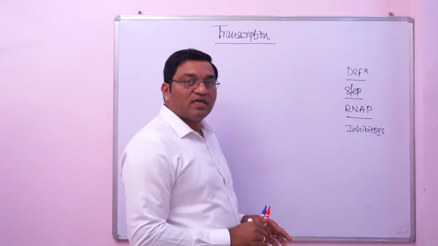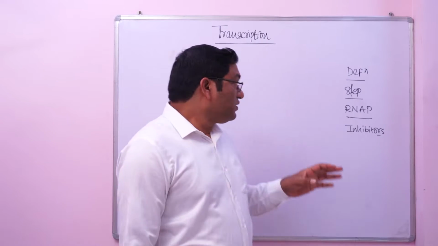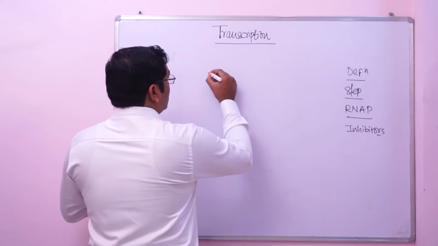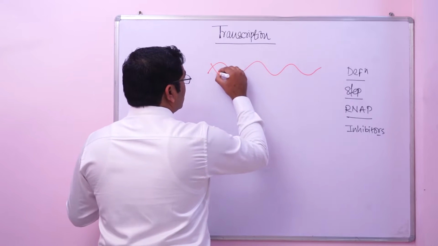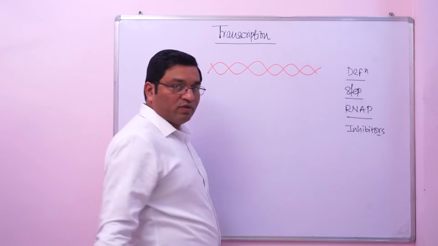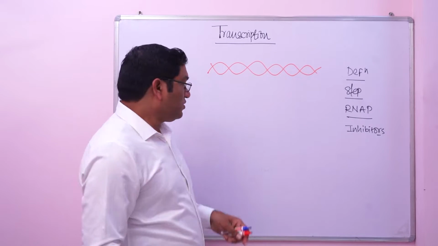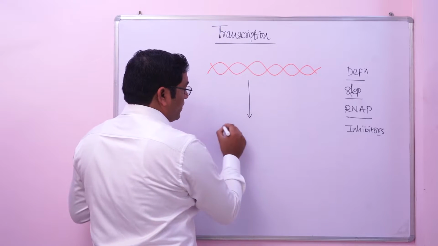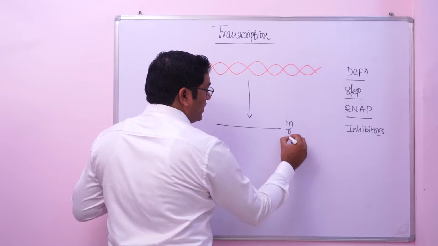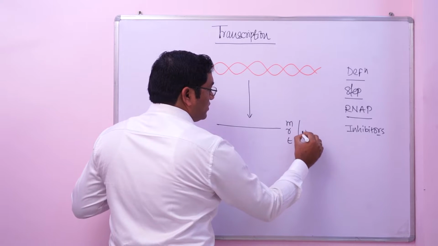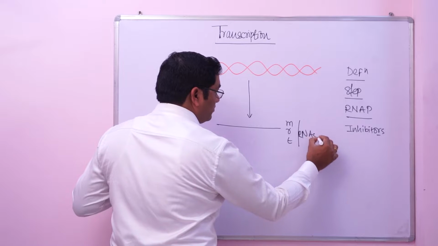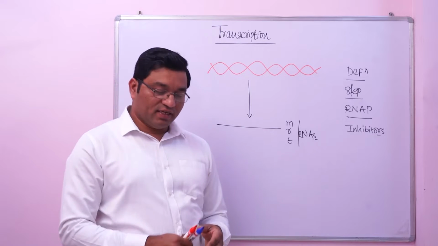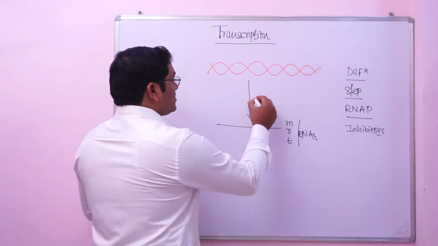So what do you mean by transcription process? It is a synthesis of RNA from the DNA molecule. So this is a DNA molecule, and genetic information is present in a DNA molecule. This genetic information is transferred to the RNA. There are three types of RNA, that is mRNA, rRNA and tRNA. This transfer of genetic information from DNA to RNA is described as transcription process.